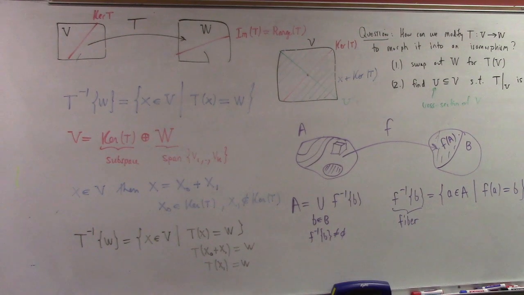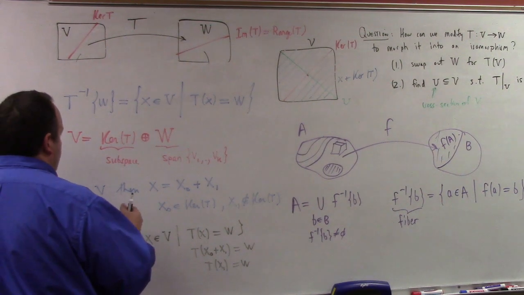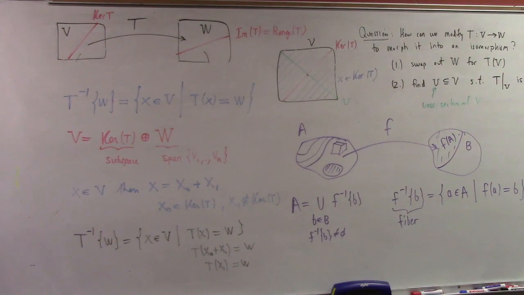Why do we say V equals the direct sum of the kernel and the rest? Oh, I'm arguing that every element in V can be decomposed, any element of V can be written as the sum of a vector which is in the kernel and a vector which is not in the kernel. And you can prove that the intersection of those two subspaces is 0. But the elements that are not in the kernel are not elements of W. Oh, my bad, not W.